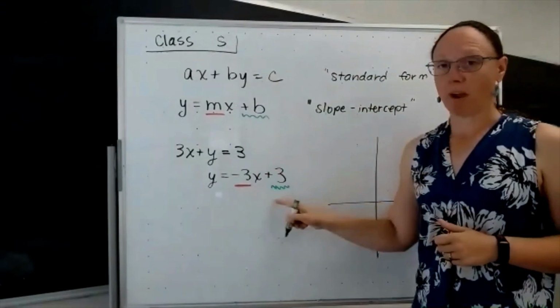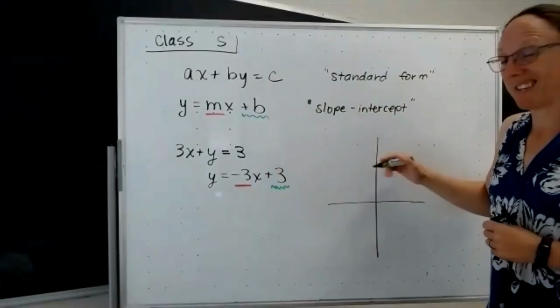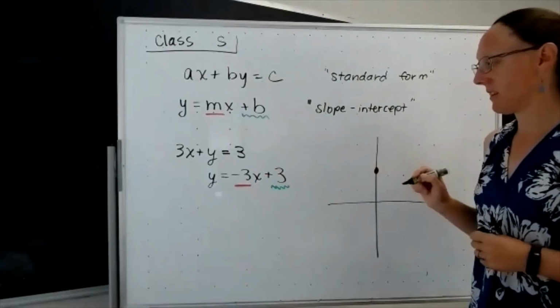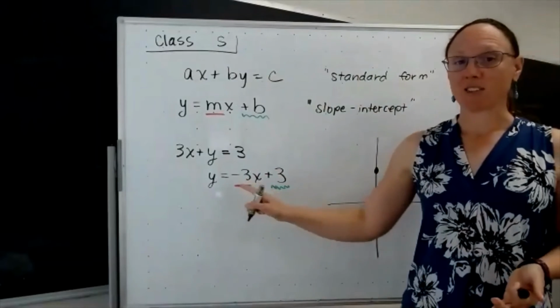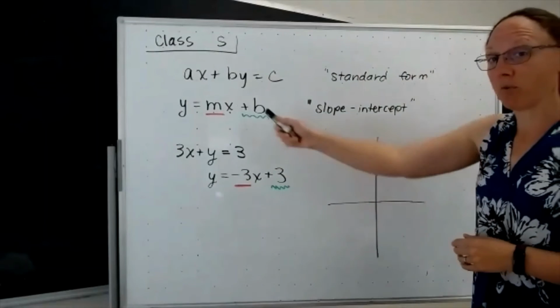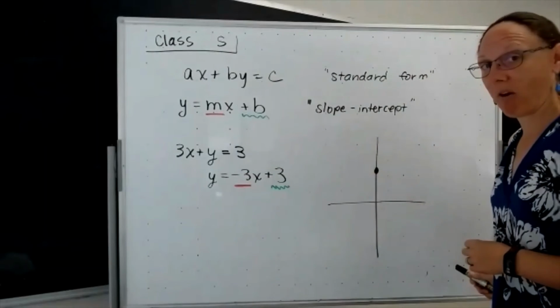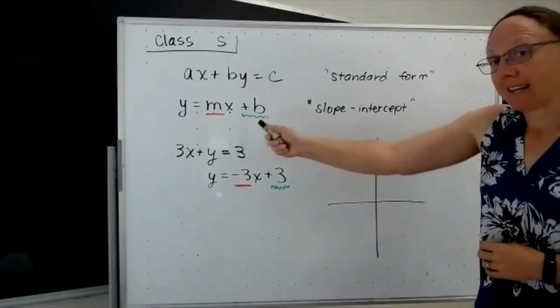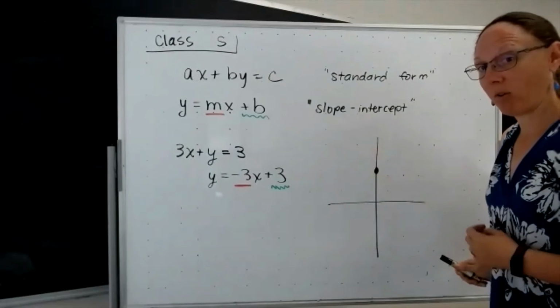I'm going to start with my y-intercept of +3, which means it's somewhere up here above the axis. And then a slope of -3. A negative slope means that as I move from left to right, I'm coming down.